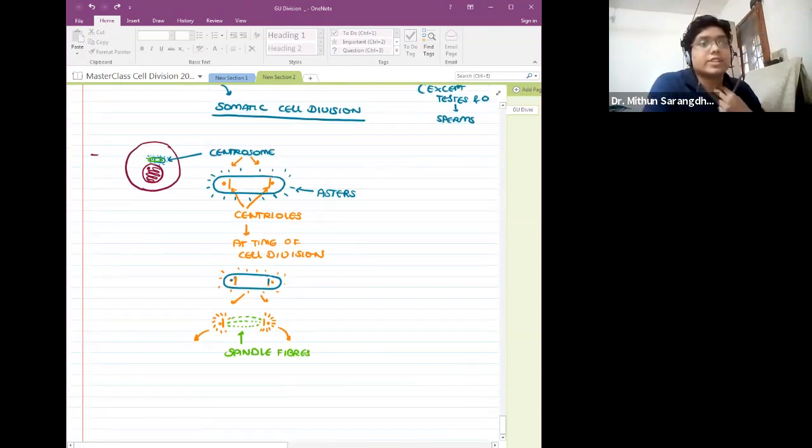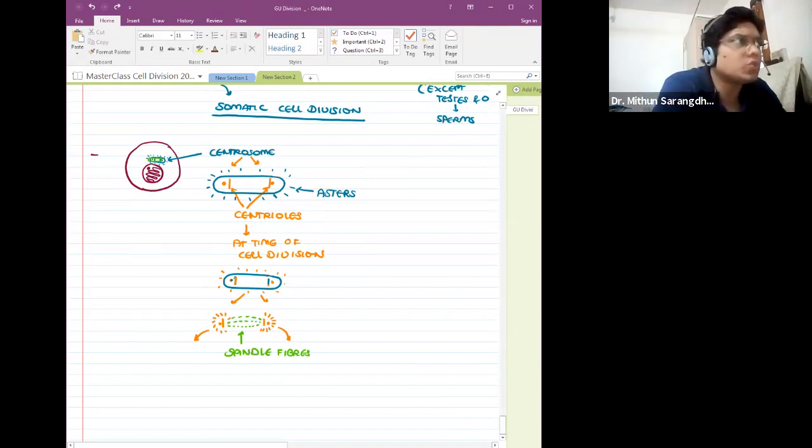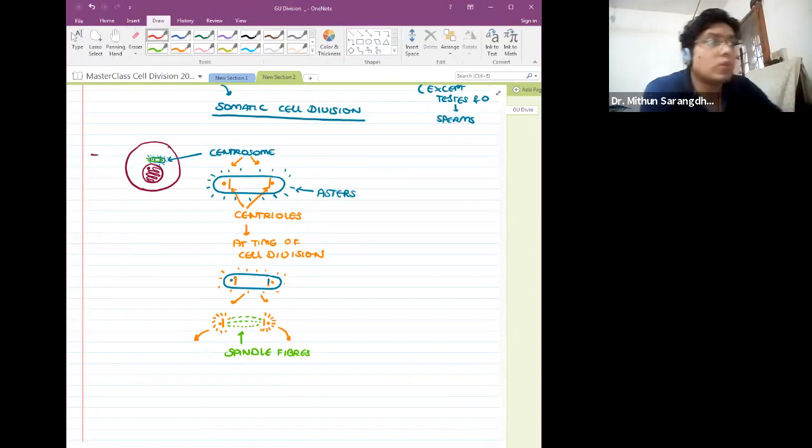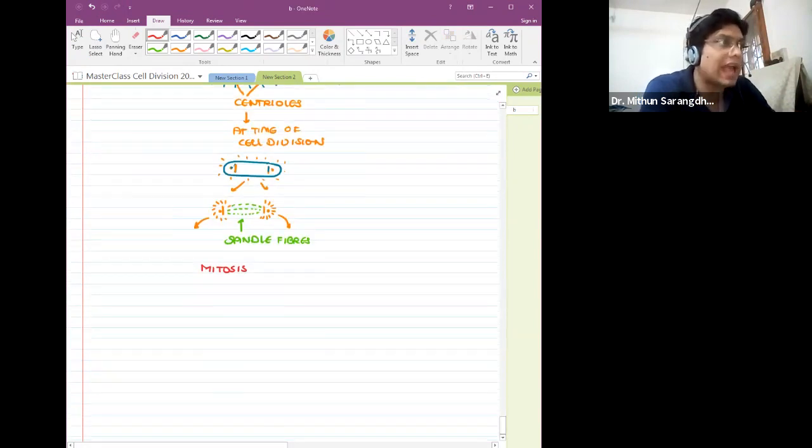Anyways, chalo. So now, guys, let's try to see what is going to happen. I am showing that this centrosome is going to be present in your animal cell. Remember, it is absent in your plant cell. It is going to be present in your animal cells only. So based on that, we now have a few other names for mitosis. Mitosis in animal cells and plant cells can have different names.